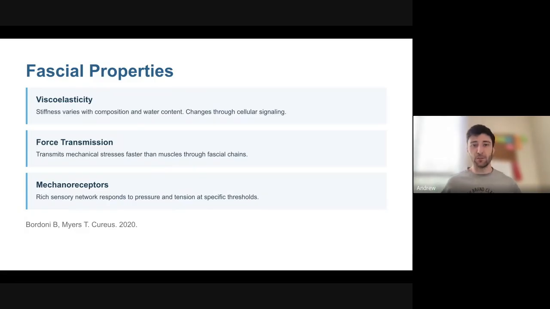And if you don't give it new stimulus, new movement patterns, stretching, mobility, for example, the fascia is not going to respond because it doesn't need to, because you haven't taught it that it has to accept force in a certain area. Force transmission, we've kind of hit this already several times, but it's important to understand with what comes next, which is it helps transmit mechanical stresses faster than muscles through fascial chains.